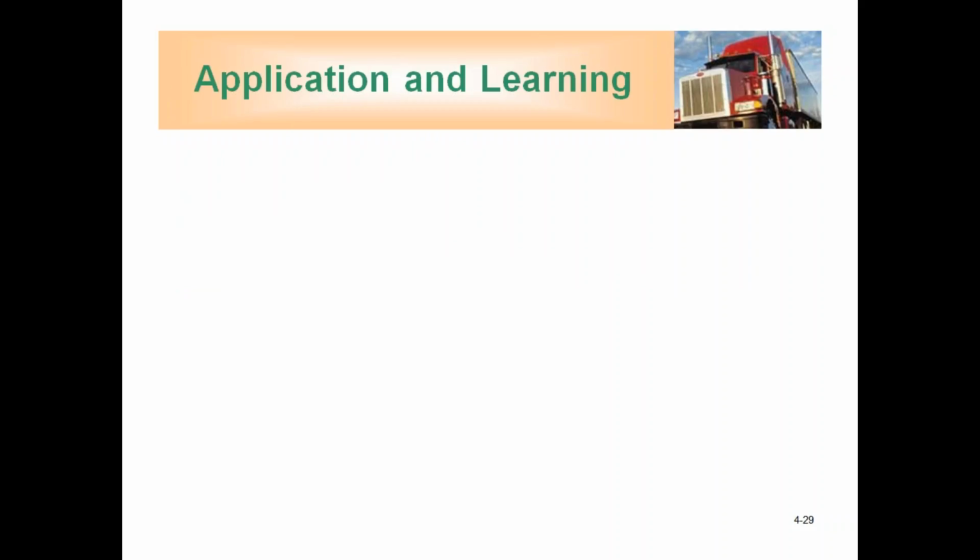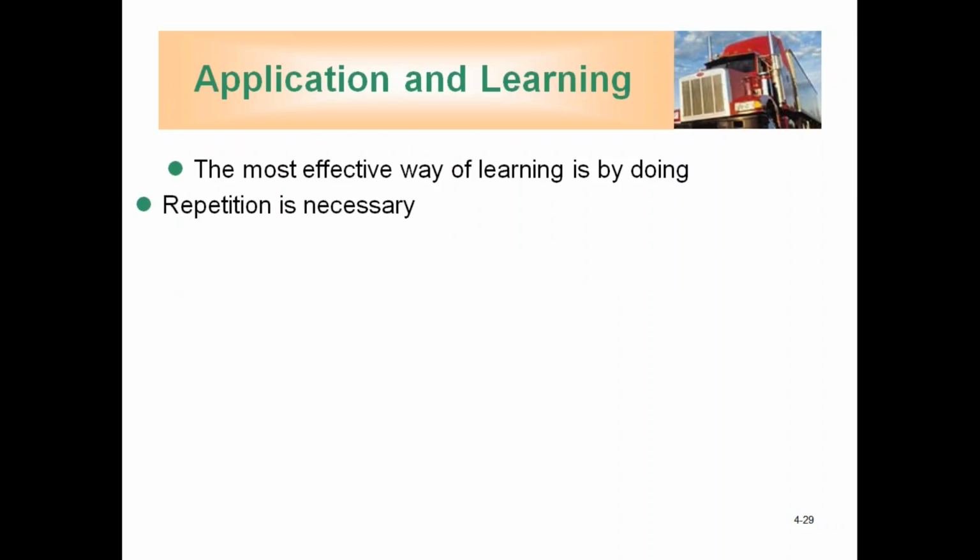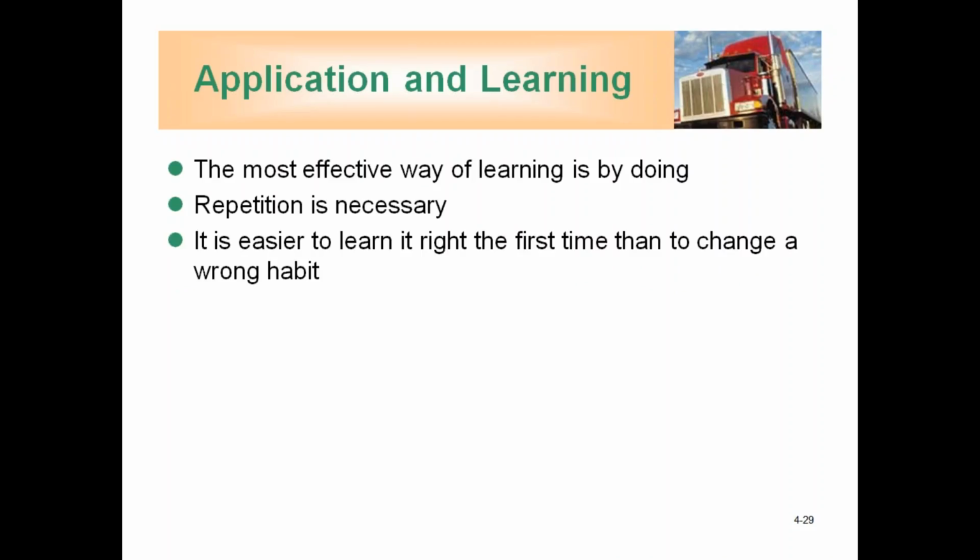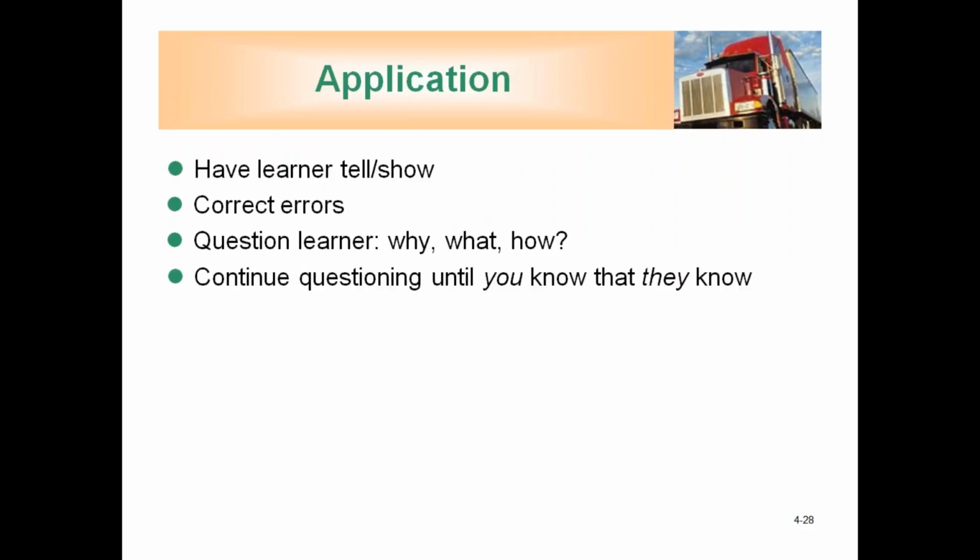The next one is the application and the learning. The most effective way of learning is by doing things. Then repetition is necessary, whatsoever the repetition that is used. Then it is easier to learn it right the first time than to change the wrong habit. Then teach using all the five senses. That means be active in the participation, be active in the details of the participation. So we have done with the application and the learning.